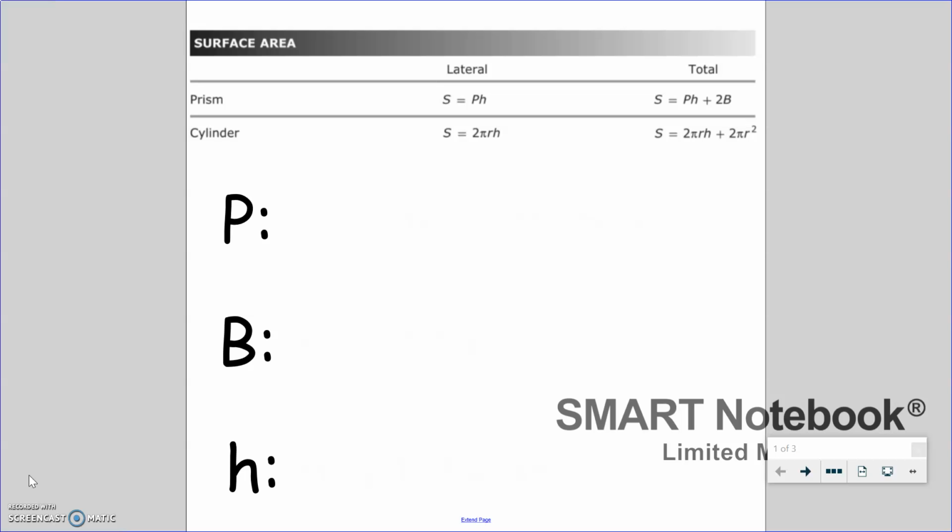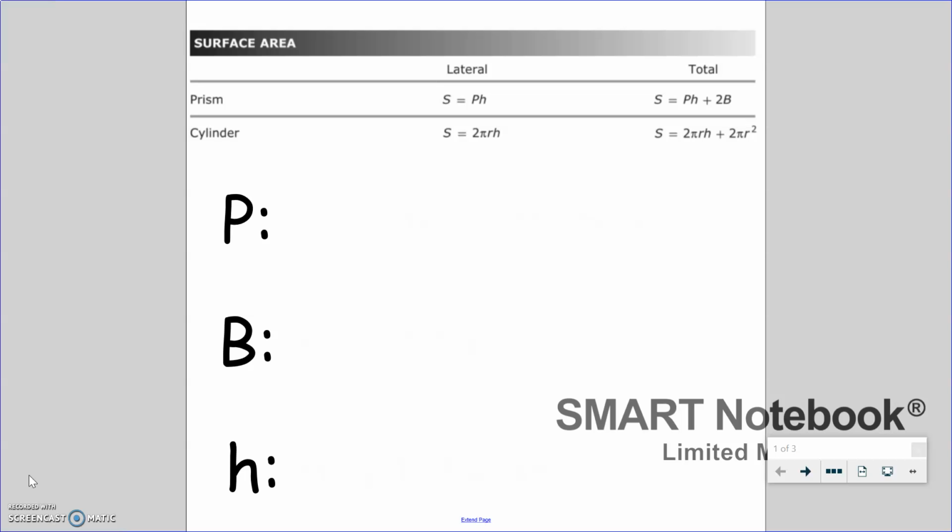Okay, so today we're going to be working with rectangular prisms, and since we have a prism, the formula is different. So we have the lateral surface area for a prism, and this is either a rectangular or triangular prism. Surface area is equal to perimeter of the base times height. And then your total surface area is equal to perimeter of the base times height plus 2 times area of the base.